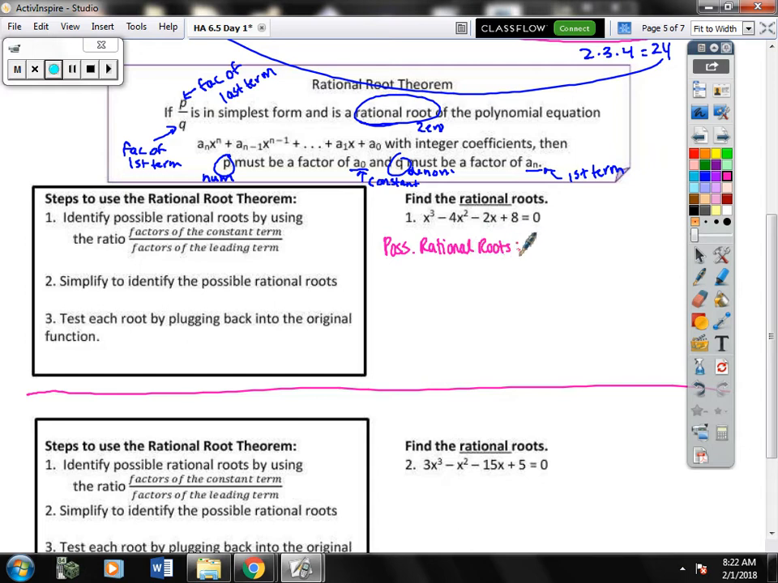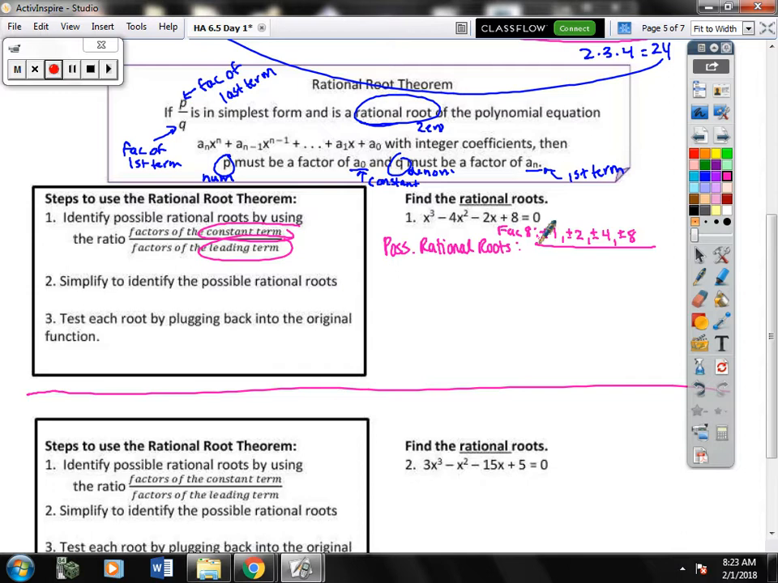You do have to examine positive and negative factors. So, again, we're doing factors of the constant term in the top and the leading term in the denominator. So the constant term is 8. So factors of 8 would be plus or minus 1, plus or minus 2, plus or minus 4, and plus or minus 8. So this was factors of 8.